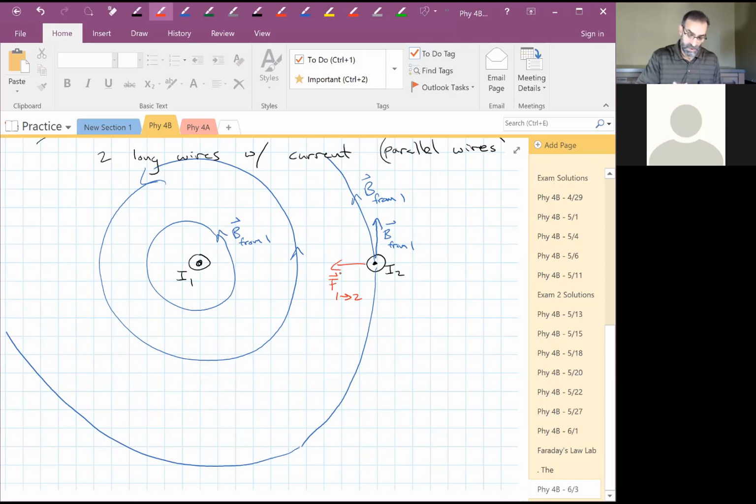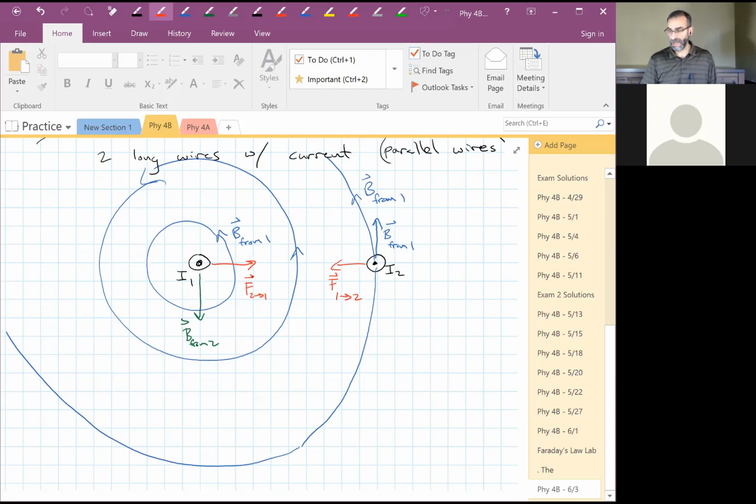And we could do the same reasoning in the other direction. We've got, let's see, I'll use green. We've got a magnetic field over here from 2, and that means we're going to get a force from 2 acting on 1 that points in the other direction. Okay, so these two wires attract.